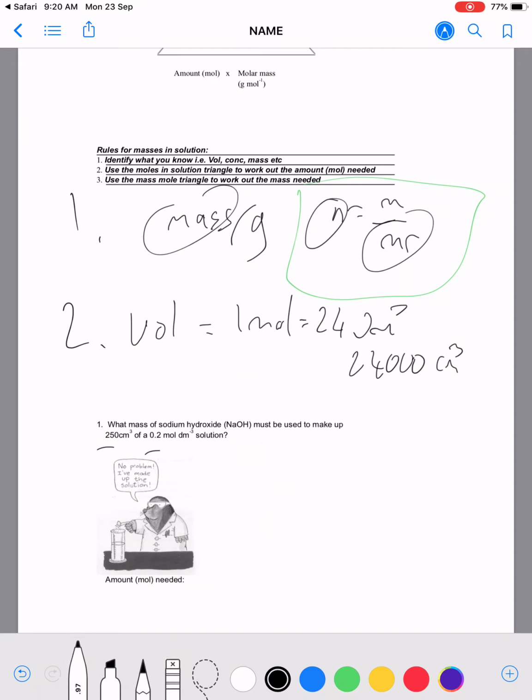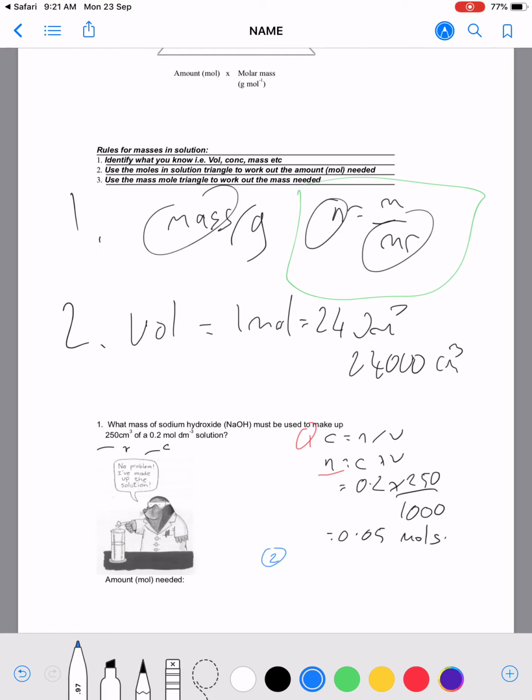Right, the amount of moles needed. So what do we have? We have volume, so we have V and C. And we know that C is n over V, so n equals C times V. So the concentration is 0.2 times the volume, which is 250, you remembered, well done, divided by 1000, that equals 0.05 moles of sodium hydroxide. So now we've used equation 1 to get our moles, which is n.